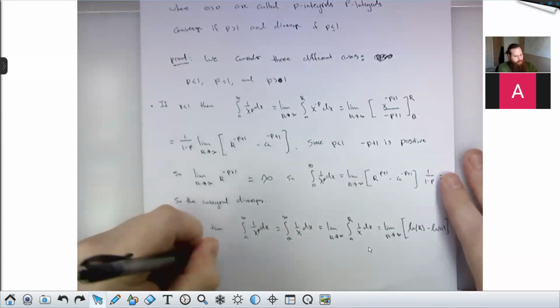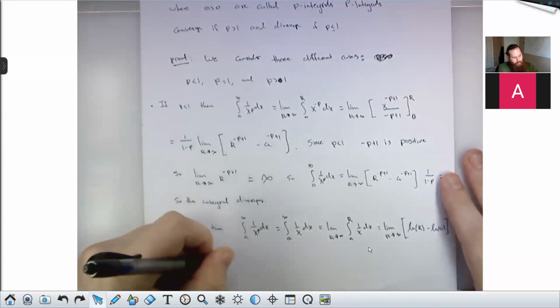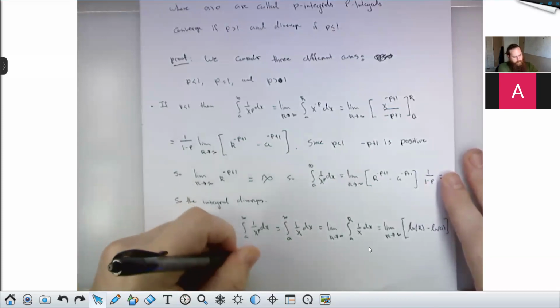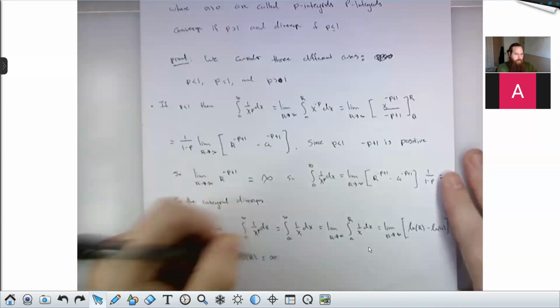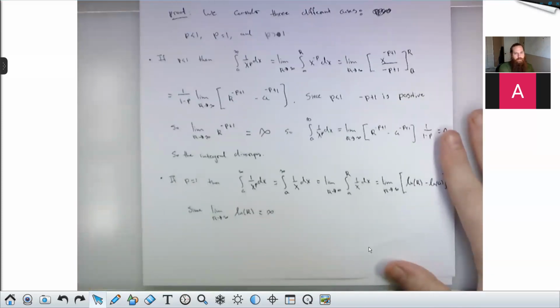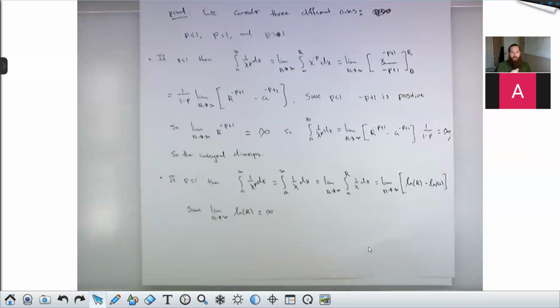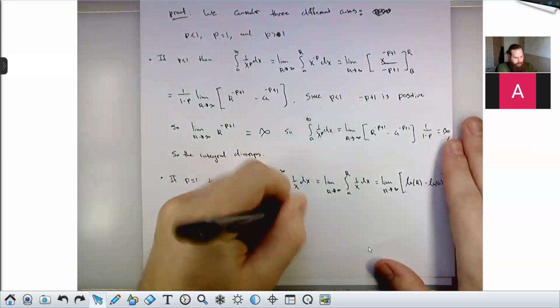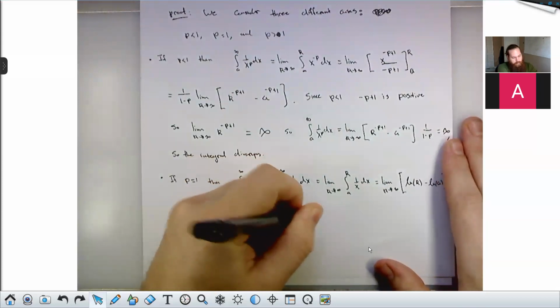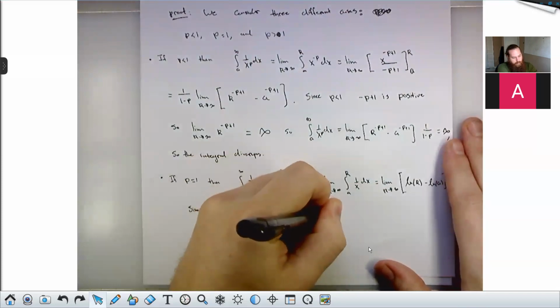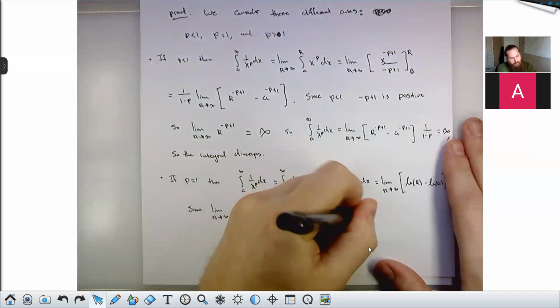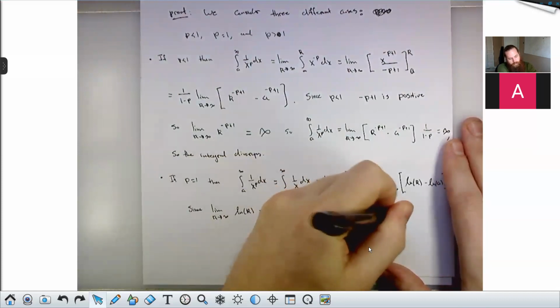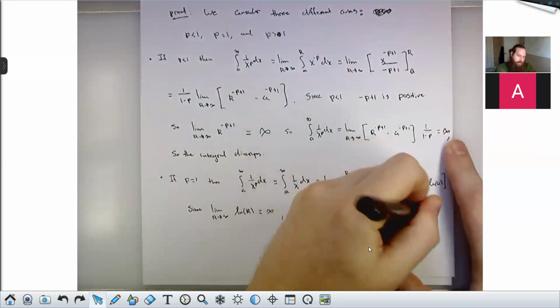Since the limit as r goes to infinity of natural log of r is equal to infinity. Remember, this is a limit I reminded you guys of last week. It's an important limit. The natural log function goes to infinity slowly, but it does go to infinity. Since this is infinity, the integral from a to infinity of 1 over x dx equals infinity. So the integral diverges.